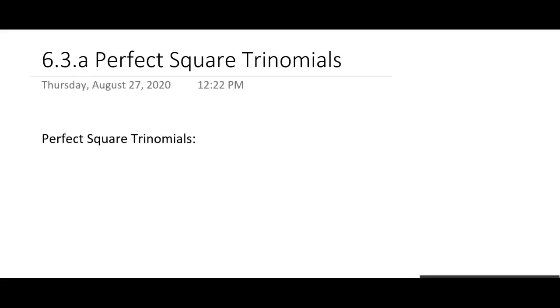So when we're factoring, there's some other things to look for. And one of the things that you can look for are what are called special products. There are a few of these that kind of follow a formula. And the first one we're going to talk about is called perfect square trinomials.